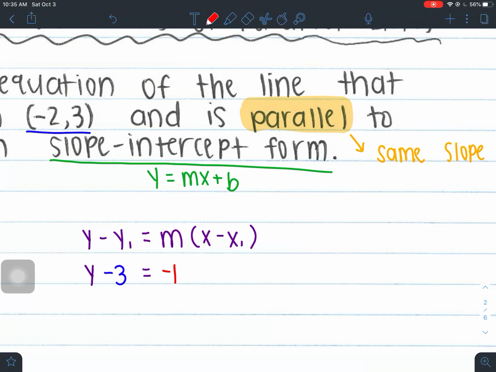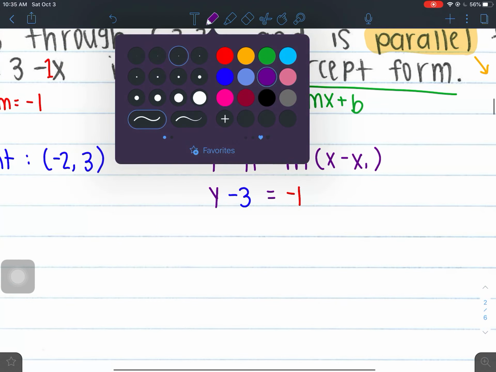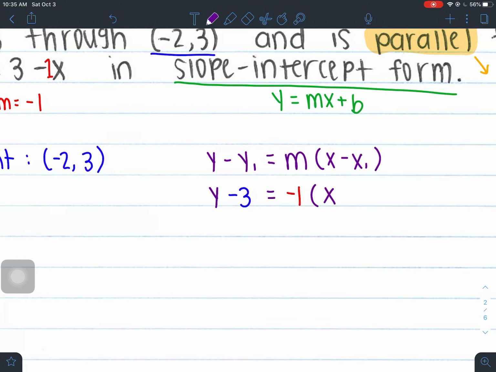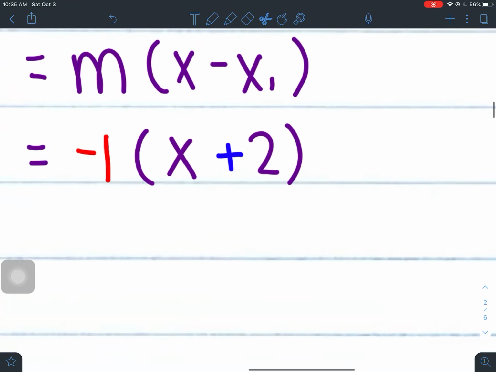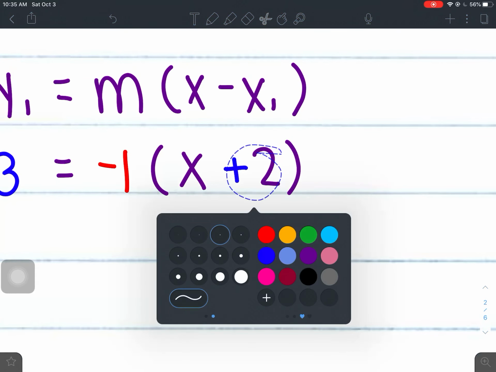Parallel lines have the same slope, so I have to use the same slope. Then we have parentheses x, and our x1 here is -2, but when I plug it in, it's going to have an opposite sign of +2. So I'm using my point, and then I use the slope. Now question, is this the form that they want my final answer in?